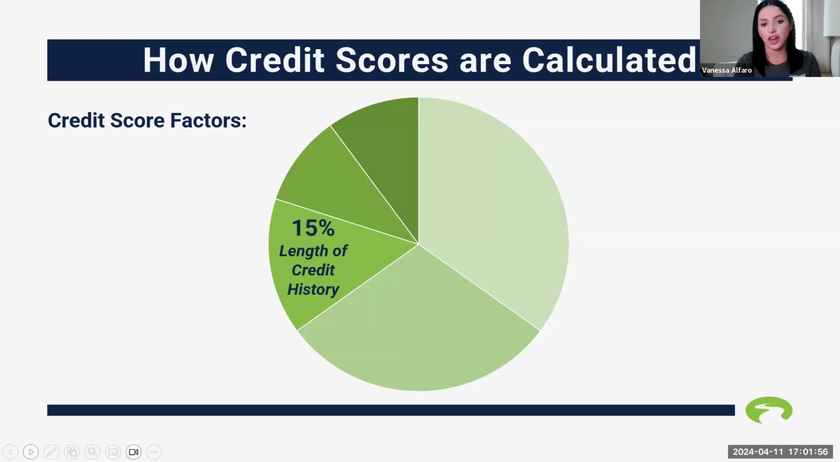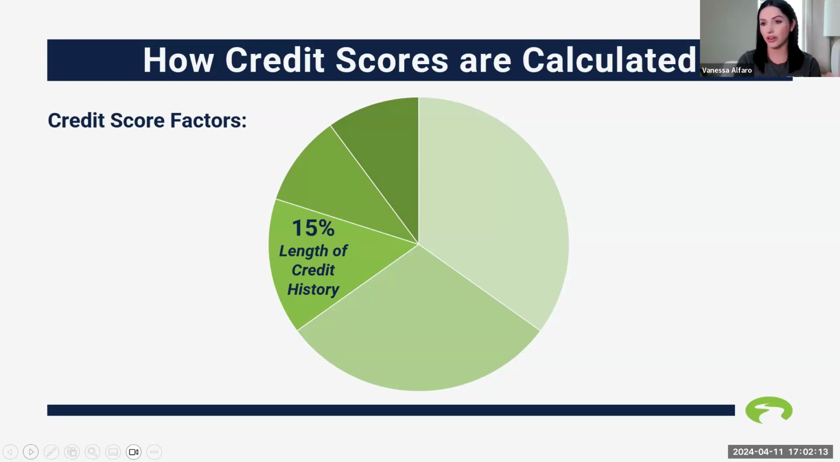The other portion, 15% of your credit, is going to be the length of history. And we'll get into some myths around credit history and how long you want to have these accounts, or what happens when you close a credit card. But what I will say when we get into the myths is, here's an example.